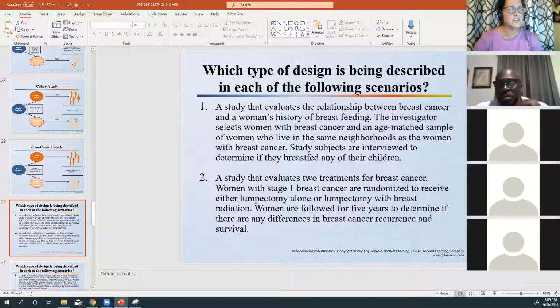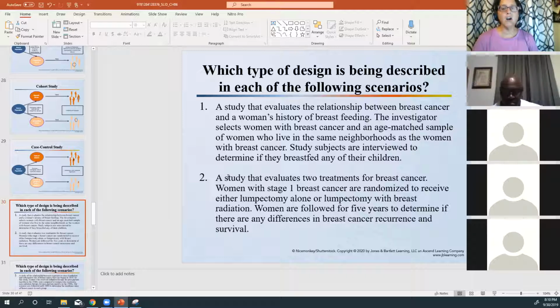Okay, so let's look at number 2. A study that evaluates 2 treatments for breast cancer. Women with stage 1 breast cancer are randomized to receive either a lumpectomy alone or lumpectomy with breast radiation. Women are followed for 5 years to determine if there are any differences in breast cancer recurrence and survival. So what does that sound like? Experimental. Yes, that's definitely experimental.